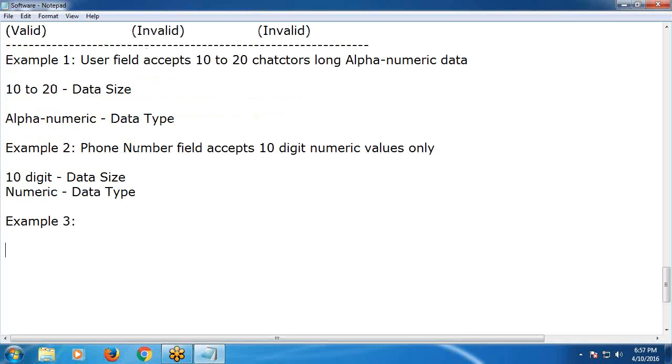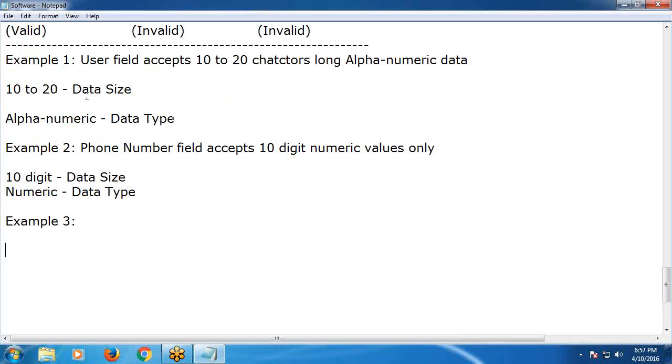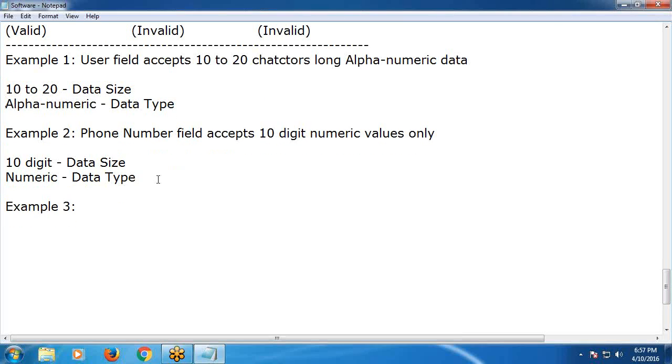We covered data size, data type. Next, data size and type, both are size and type only. Can you give an example for data range and other combination, Rahman?